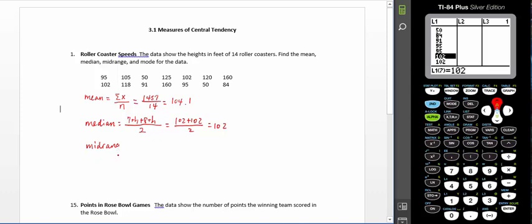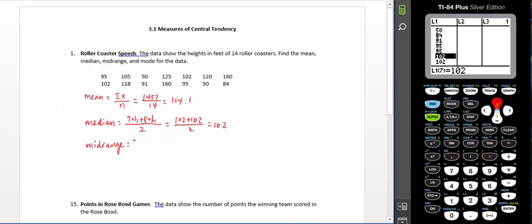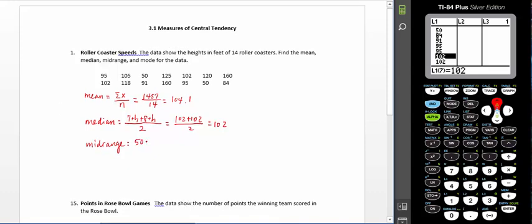Mid-range. Mid-range is the smallest plus the largest divided by 2. It looks like the smallest number is 50, and the largest number looks like it's 160. I'm going to divide that by 2, and that would give us 210 divided by 2, which is 105.